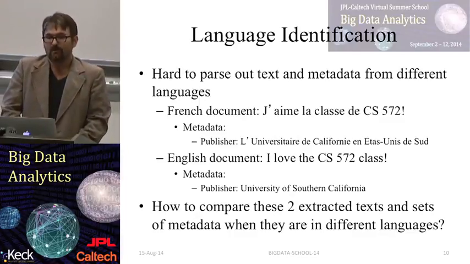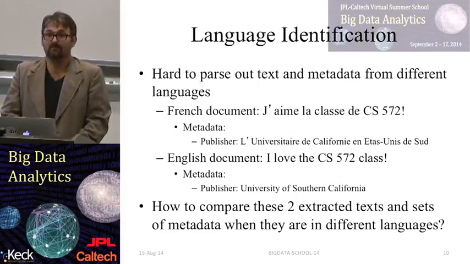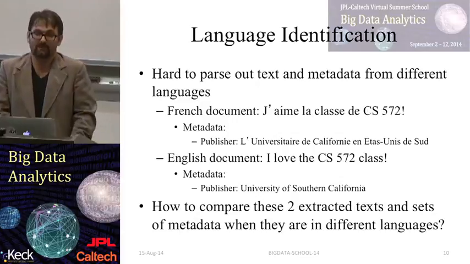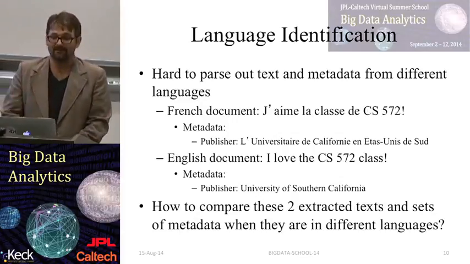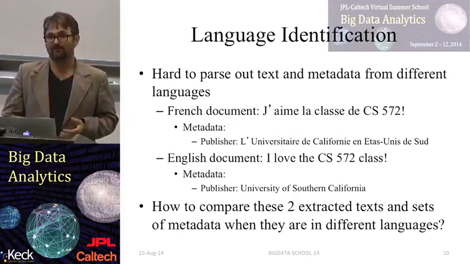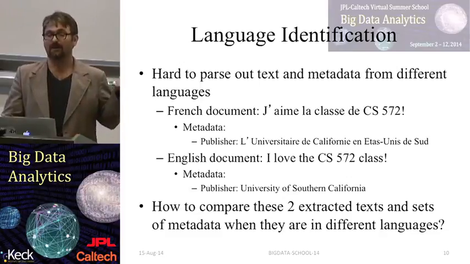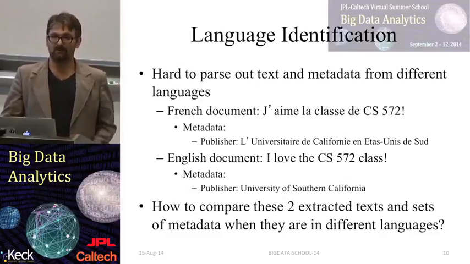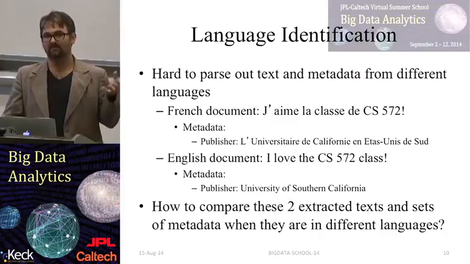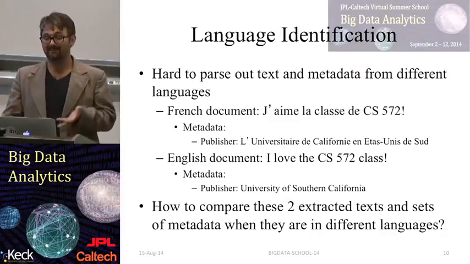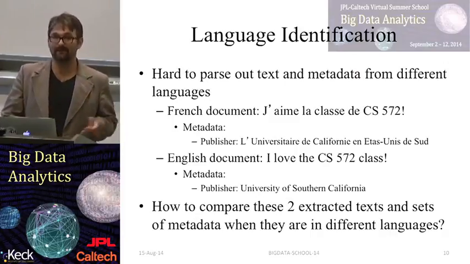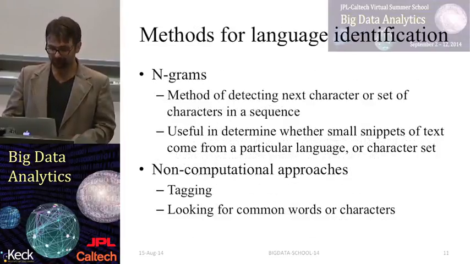Okay? So how do you compare the extracted text and the metadata from these two different documents without understanding that one's in French and one's in English? Okay, but they're effectively equivalent documents. All right, so it's really important from a content detection and analysis perspective to have means, and hopefully automated means, of making these types of language identifications and detections so that we can act and understand that these are in fact the same content that we're analyzing from a big data perspective.